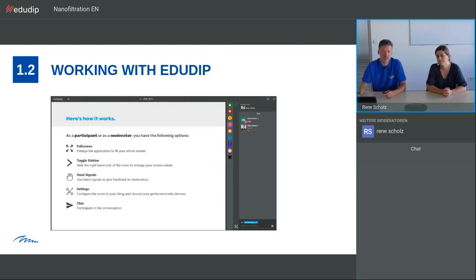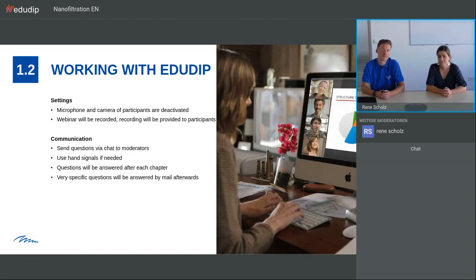All right, so working with EduDip, as you have probably seen, we have the chat function, and you also have the possibility to use your hand symbol. This is for telling us if you didn't understand anything or you have any other remarks. So we will just jump right into the next slide. The microphones and cameras of the participants are deactivated just to avoid any resonance or echoes. The webinar will actually be recorded and will be provided afterwards. You will find it on the PWG website and also on our website.